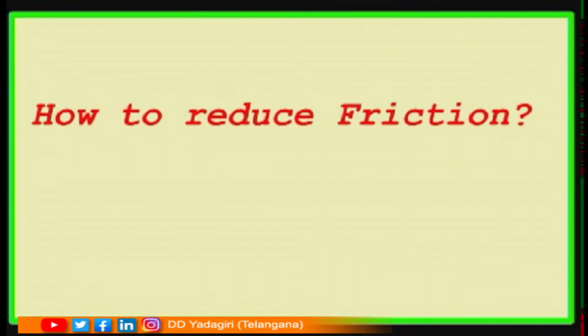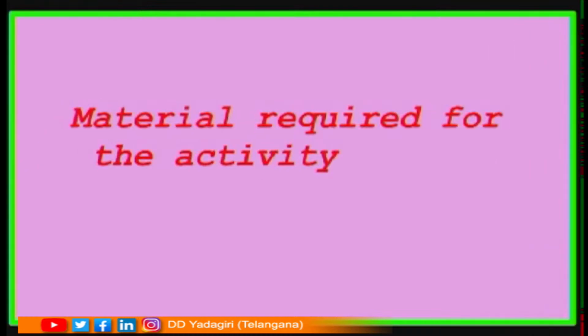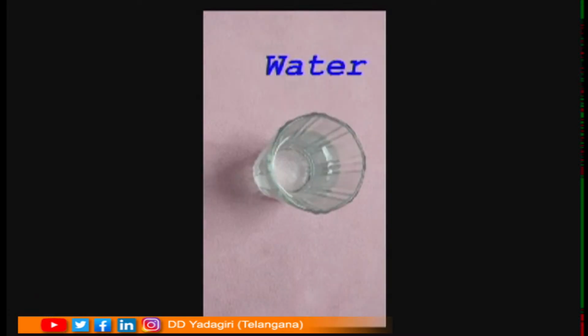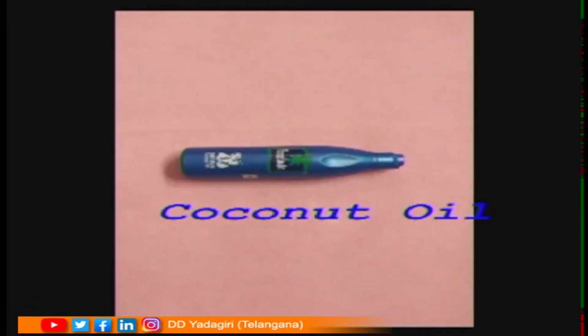Now, children, we have observed till now by the matchbox activity that friction produces heat. Now, let us learn the ways and means of reducing the friction. How to reduce friction? The material required for the activity: take a spoon, a glass of water and a coconut oil bottle.